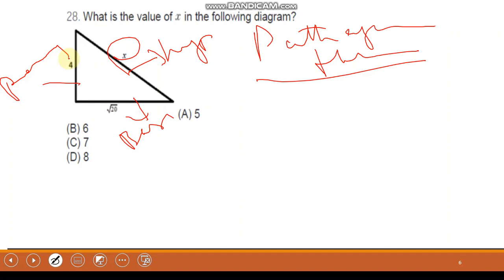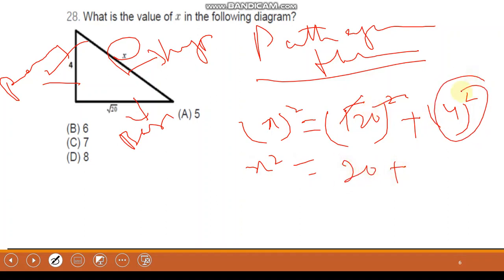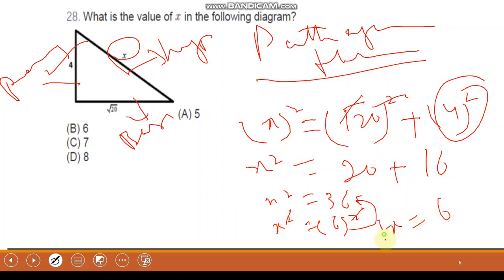Now, x square as hypotenuse square is equal to base square plus this perpendicular square. x square is equal to, this cancels out, we are left with 20 plus 16, which is 36. x square is equal to 36. So now x square is equal to 6 square, and the square and square cancel out each other, we are left with x is equal to 6. So this is the right answer.